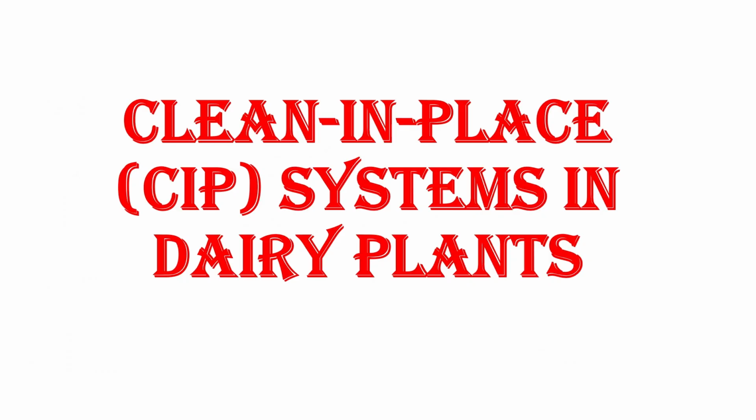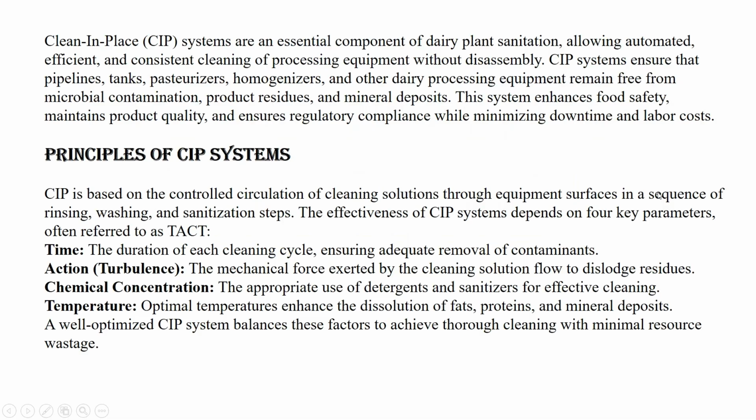In today's video, we're diving deep into clean-in-place systems in dairy plants. Clean-in-place systems are an essential component of dairy plant sanitation, allowing automated, efficient, and consistent cleaning of processing equipment without disassembly. CIP systems ensure that pipelines, tanks, pasteurizers, homogenizers, and other dairy processing equipment remain free from microbial contamination, product residues, and mineral deposits. This system enhances food safety, maintains product quality, and ensures regulatory compliance while minimizing downtime and labor costs.